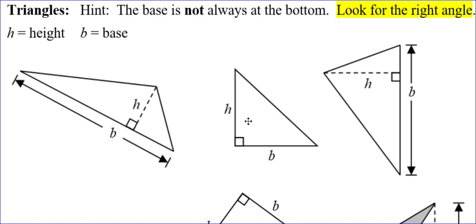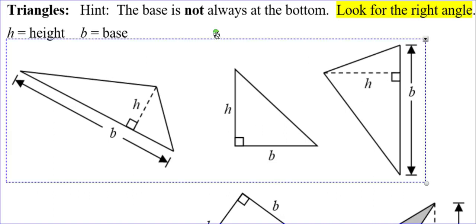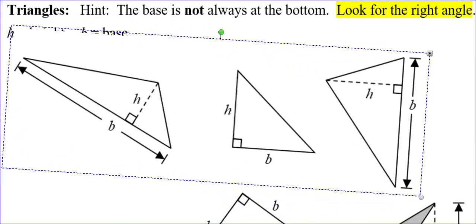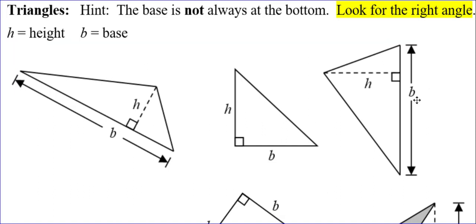Notice the height now is actually the left side of the triangle. That's why it's not a dashed line. Now, on the third drawing, I took the triangle and rotated it from how you would normally see it. And so this is why the base is now on the right and the height, which is that dashed line, meets the base at a right angle. And that's how this drawing would work.